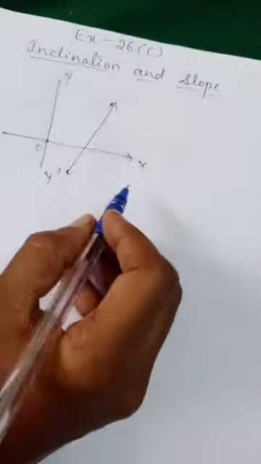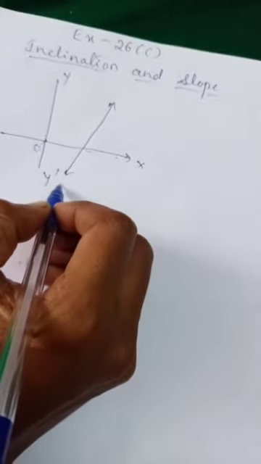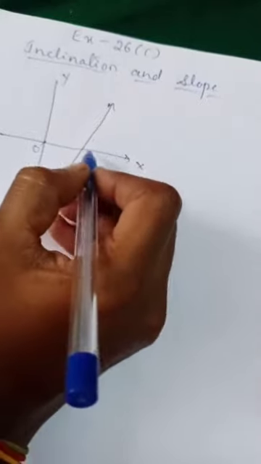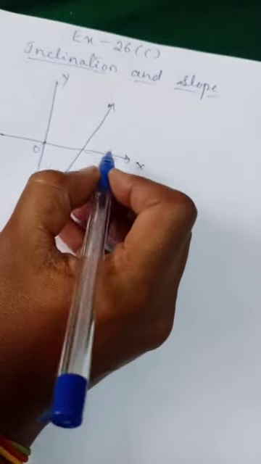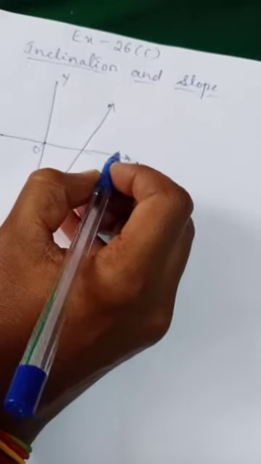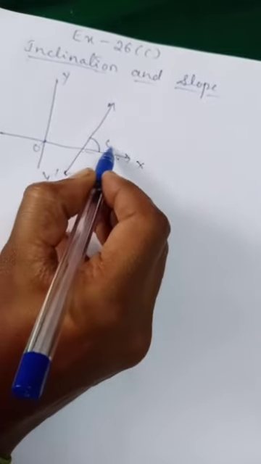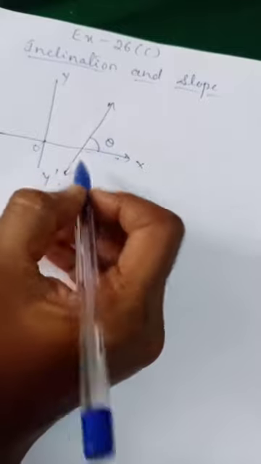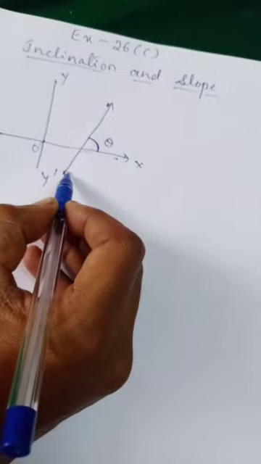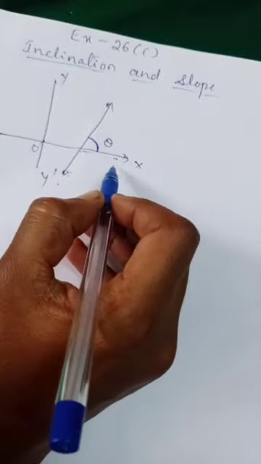So this is an example. You observe, this is a diagram. This line is a straight line. Where is the angle made by the straight line with the x-axis in positive direction? Positive direction means anti-clockwise direction, and it is denoted by theta. So you can observe, this is the angle made by a straight line with the x-axis in positive direction. This angle is known as inclination.